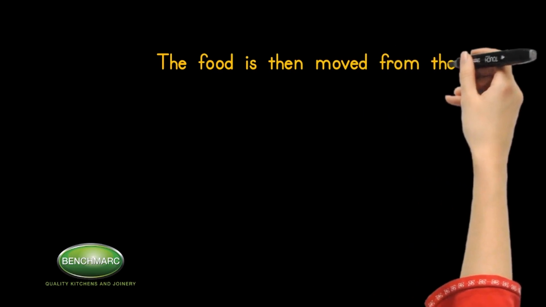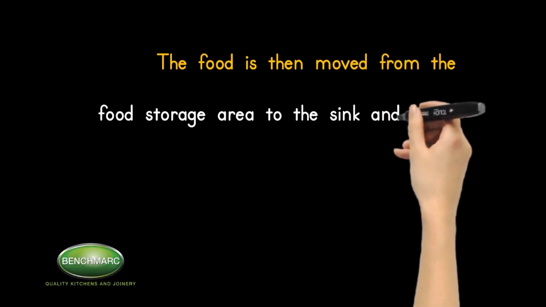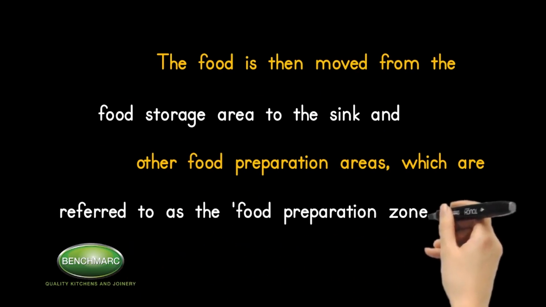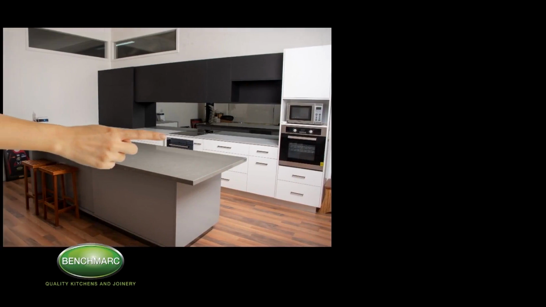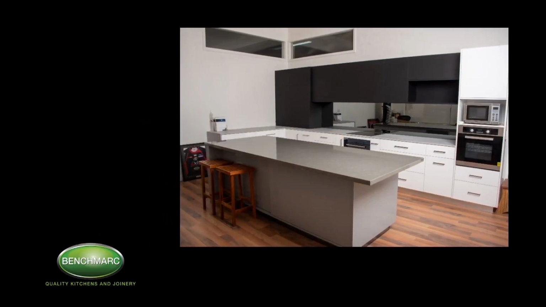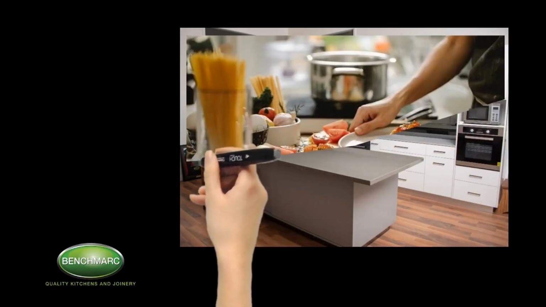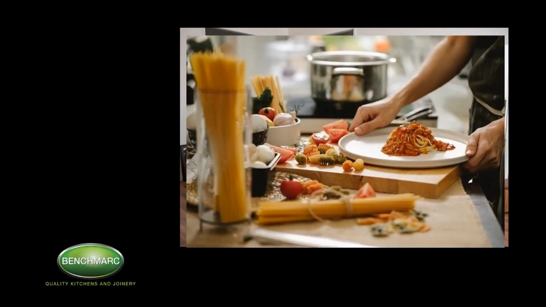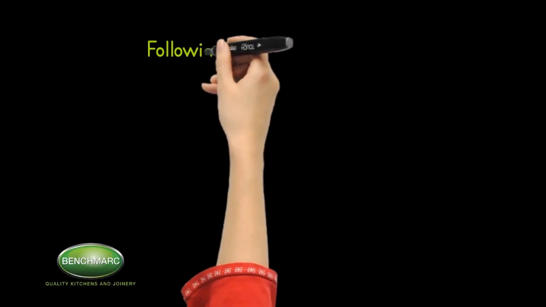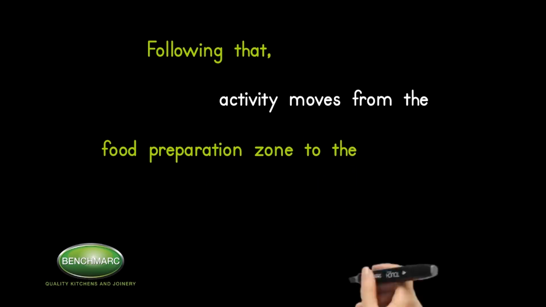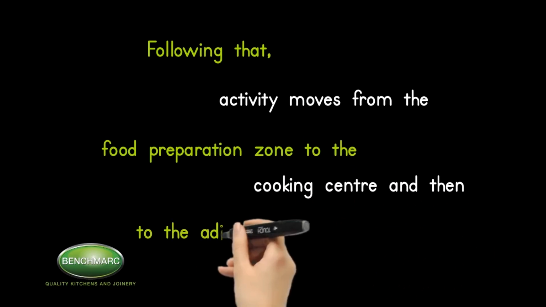The food is then moved from the food storage area to the sink and other food preparation areas, which are referred to as the food preparation zone. The main food preparation zone is usually between the sink and the cooktop, but the space between the sink and the refrigerator is also considered prime for preparing fresh food. Following that, activity moves from the food preparation zone to the cooking center and then to the adjacent food serving zone.